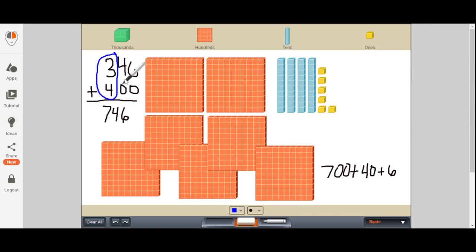So what we were doing is we were really only having to work within this hundreds digit right here because I was not adding on to my ones or to my tens. I was simply adding 300 and 400. We know 300 and 400 makes 700, and then I could bring down the 46.